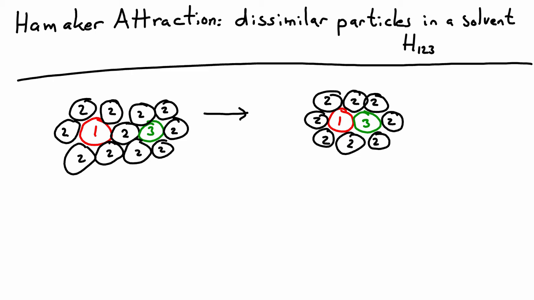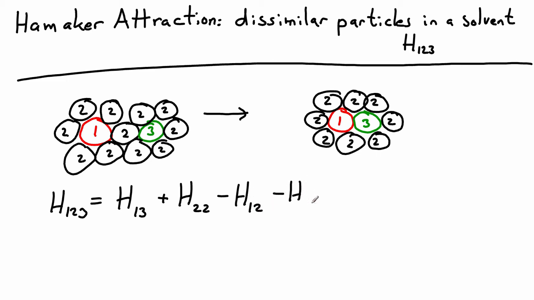So let's summarize that information. So we can say that H123 is equal to that we're going to gain an interaction between 1 and 3. We're going to gain an interaction between two solvent globs, but we're going to lose an interaction between solvent and 1 and between solvent and particle 3.